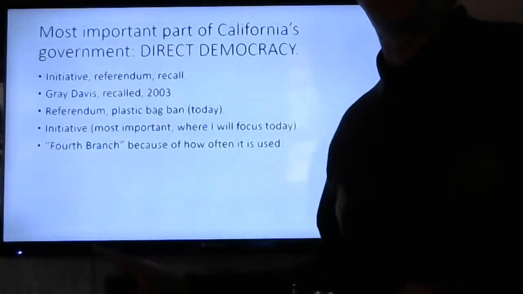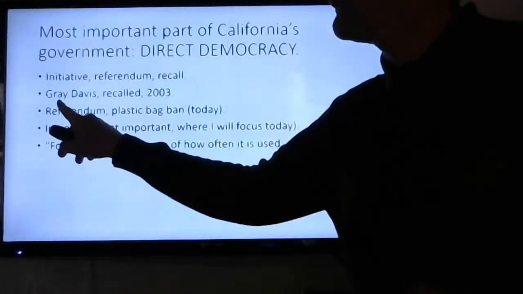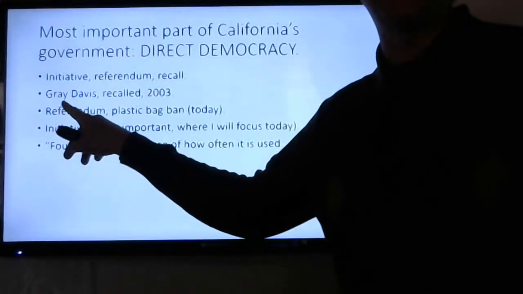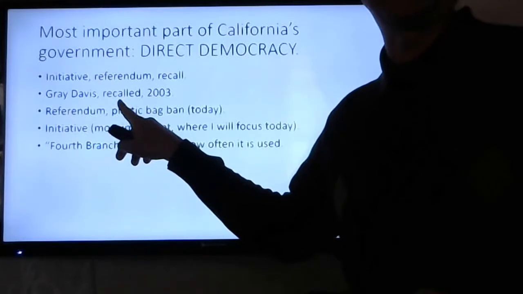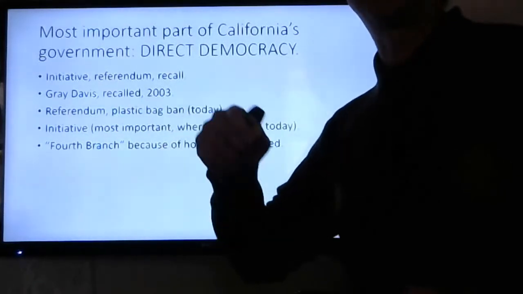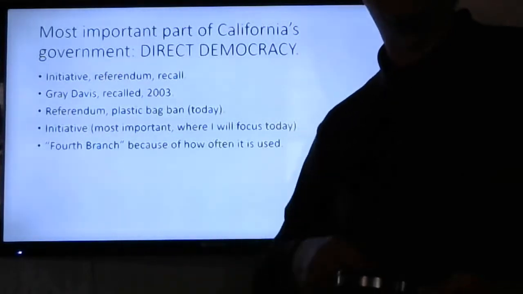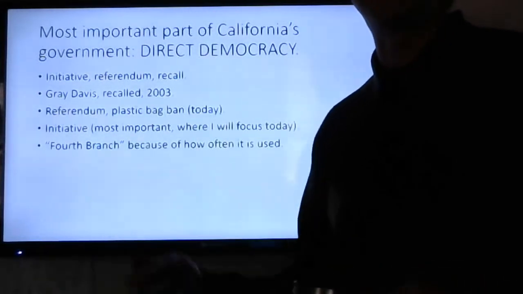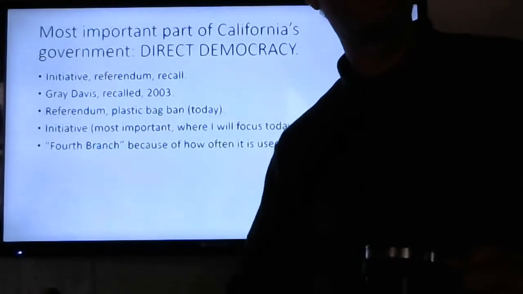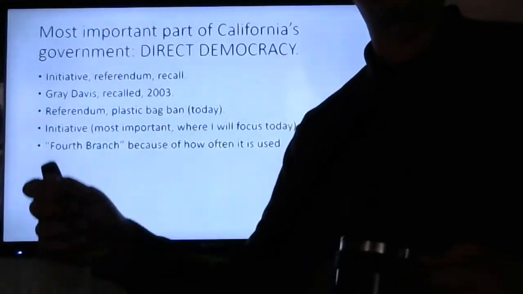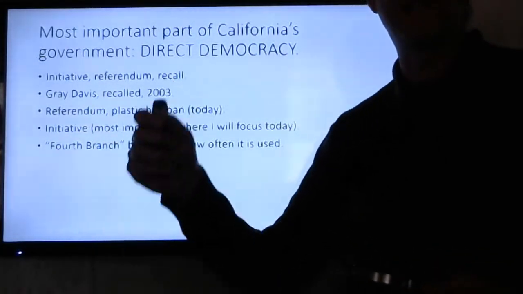Let's start with recall, because we're not going to talk about it as much. Recall is if there's someone in office and you don't like them, you gather a bunch of signatures and they have to actually run again for the position that they're currently in right now. So you don't wait another 2 or 3 years till the regular election's coming up. We gather a bunch of signatures and then Gray Davis has to go defend himself in an election.